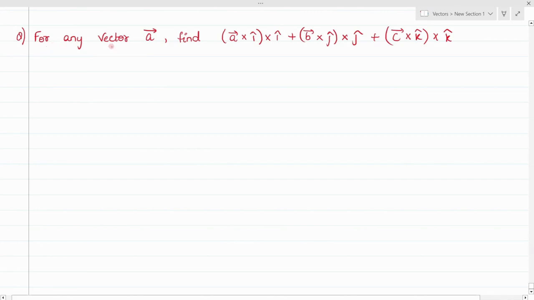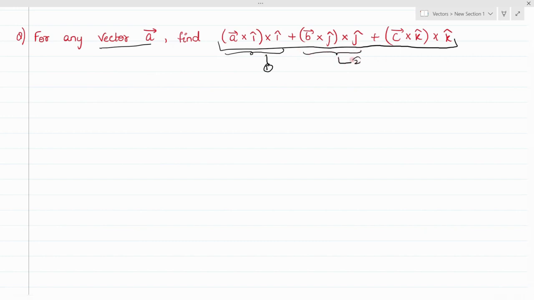In this question, it is given that for any vector A, we need to find the value of this whole thing. Let's assume this part as 1, this as 2, and this as 3. So from 1, we can write it as minus of I cap cross A vector cross I cap.